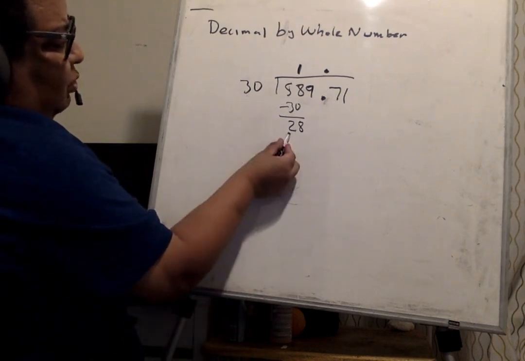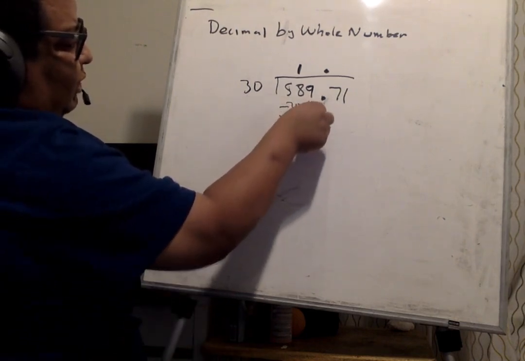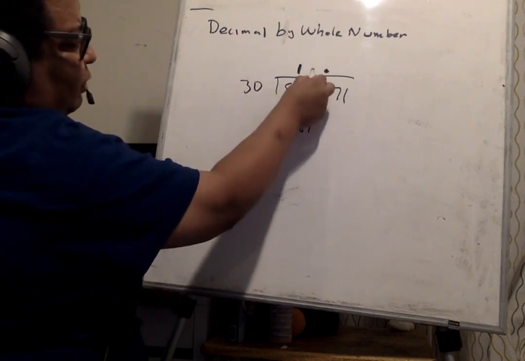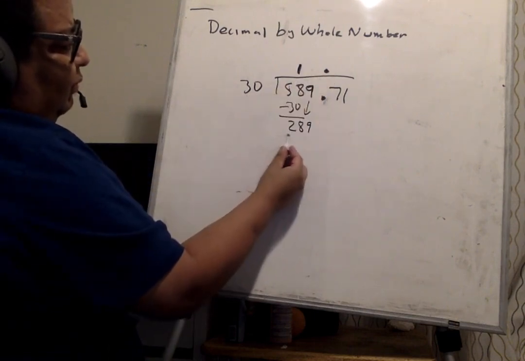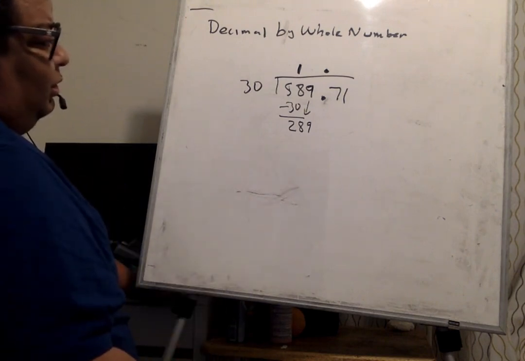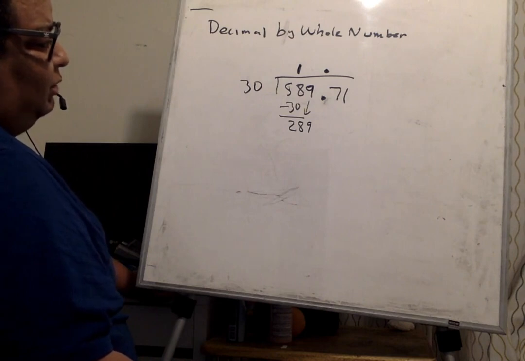Okay, does 30 go into 28? No. So we bring down the 9. How many times does 30 go into 289? That's what we're going to put here on top of the 9. So let's see. In 100, 3 times 30 is 90, so in 100 there are 3 thirties.